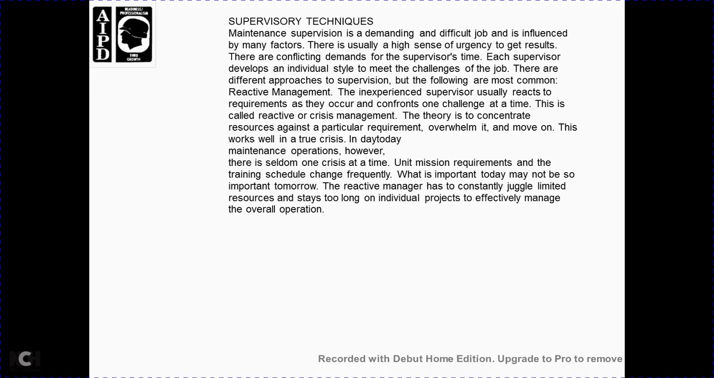The theory is to concentrate the resources on the area with a particular requirement, overwhelm it, and move on. This works as well with a true crisis and with the maintenance of the operation, dealing with one crisis at a time. The unit's measurement requirements for the training schedule and chain may be important today but not important tomorrow. The reactive manager who has to constantly juggle the limited resources stays too long on individual projects, with ineffective management of the overall operation.